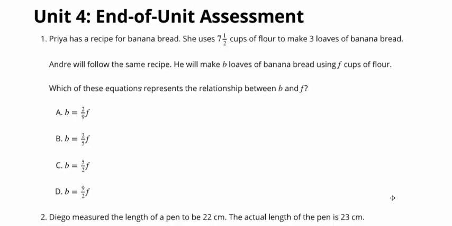Priya has a recipe for banana bread. She uses 7.5 cups of flour to make 3 loaves of banana bread. Andre will follow the same recipe. He will make B loaves of banana bread using F cups of flour. Which of these equations represents the relationship between B and F?